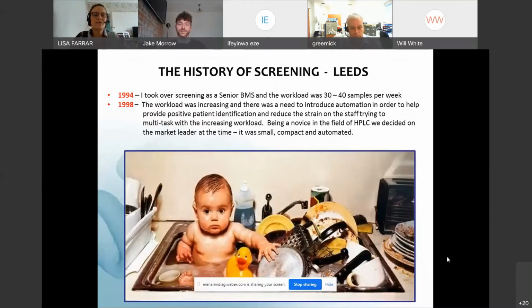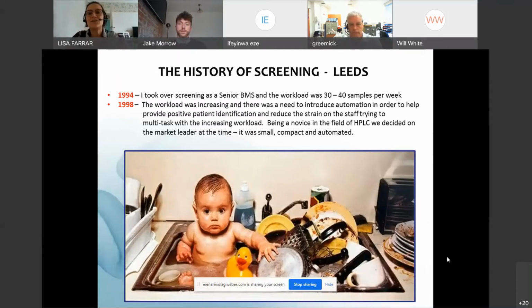Our workload gradually increased over the next 4 to 5 years, and in 1998, it became evident that there was a need to introduce automation into the laboratory. Our workload had increased, and in order to help reduce the strain on the staff trying to multitask with the increasing workload, we also wanted to reduce the risk of reporting analysis errors, which were due to the lack of positive patient identification running throughout the whole process, and remove the manual validation and result entry.